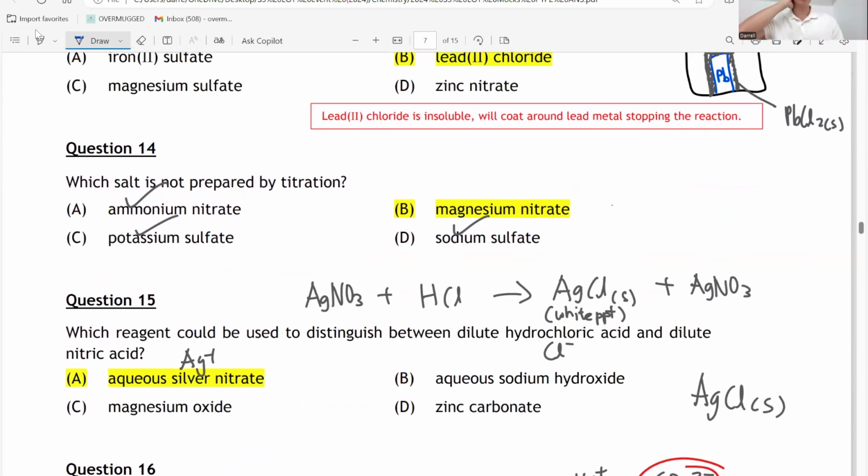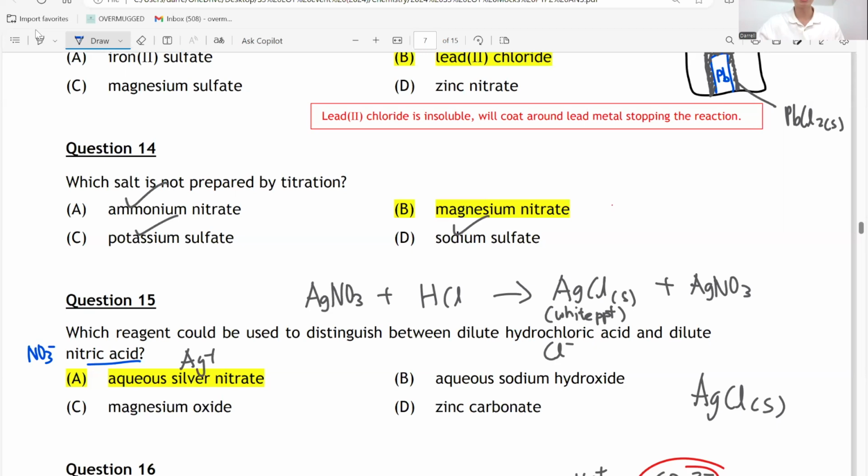Now, how do I differentiate hydrochloric acid and nitric acid? This has a little bit of relevance to QA, but I can still explain it using acids, bases and salts. Why do I say so? Now, what I need you to understand is that the difference between hydrochloric and nitric acid is that hydrochloric acid has Cl minus. Nitric acid has NO3 minus.